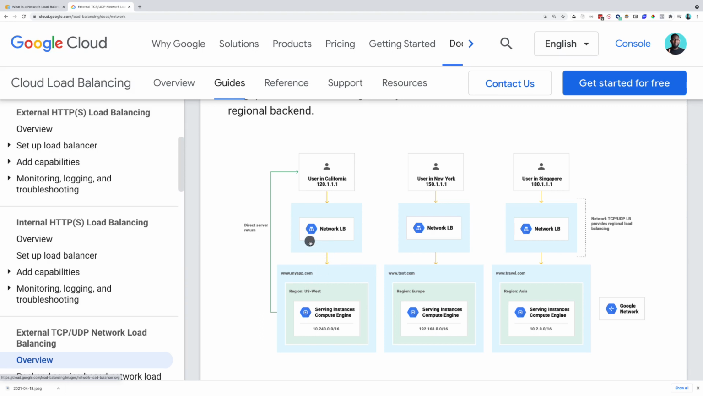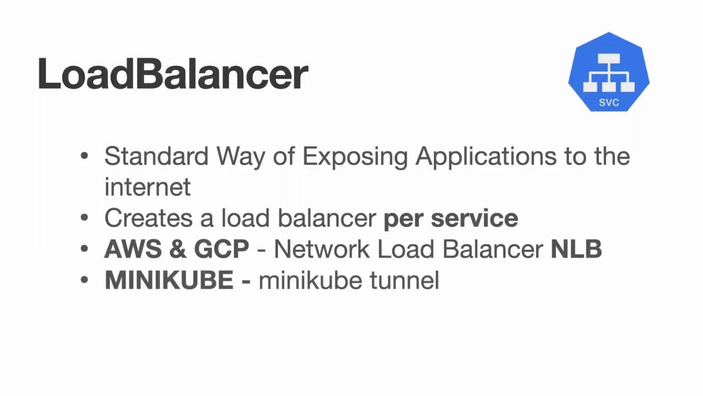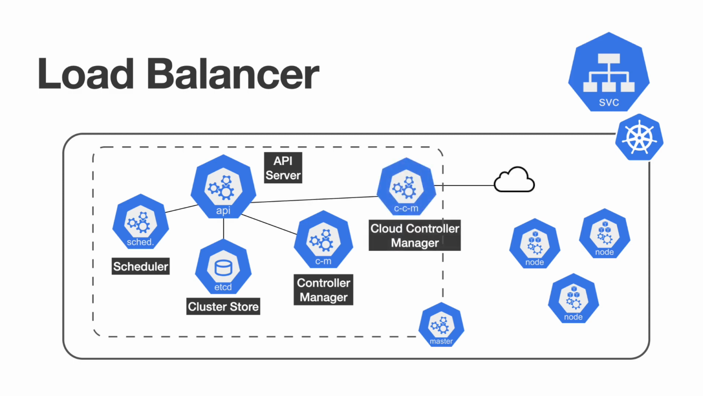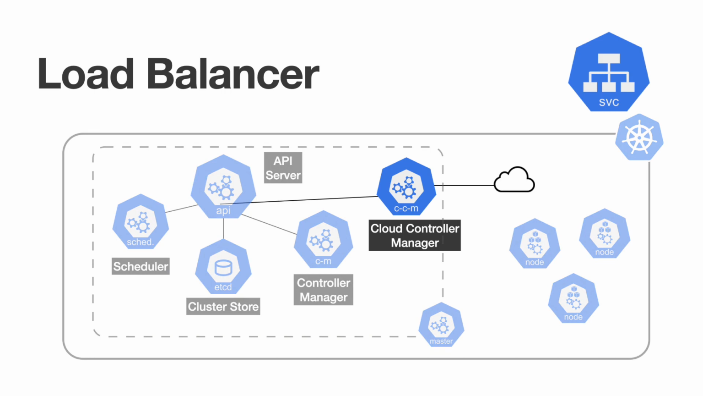Now let me go back to the slides. Now with Minikube, because we're not running Kubernetes on the cloud and we are running locally, we can run this command, minikube tunnel, and I'll show you this in a second. So let's go back and have a look at the Kubernetes architecture. So before, remember that I said that we have this cloud controller manager, and it's responsible for talking to the underlying cloud provider. So let's focus on the cloud controller manager for a second.